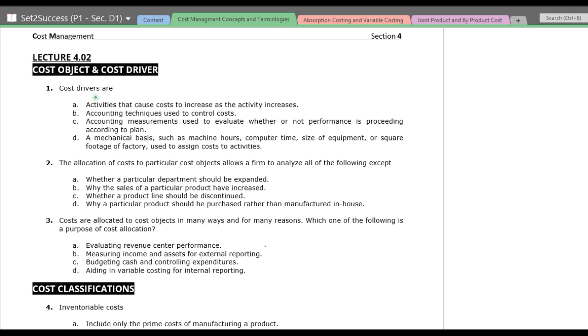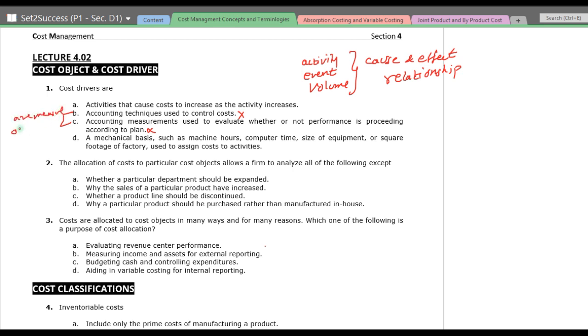Now, cost drivers can be anything. It can be an activity, it can be an event, or it can be a volume. But there must be a cause and effect relationship. Cost drivers are not accounting techniques used to control costs. Cost drivers are not accounting measurements used to evaluate whether or not performance is proceeding according to plan. But cost drivers are the measure of activities.